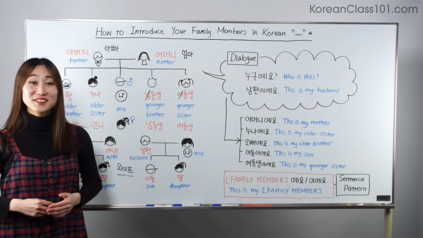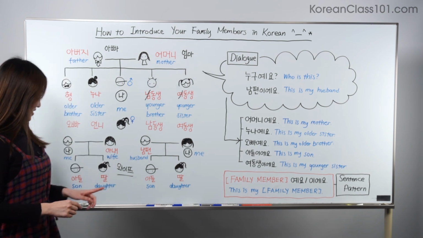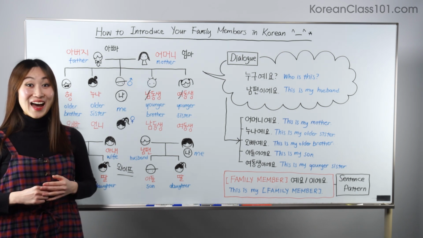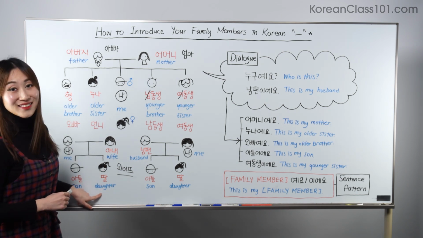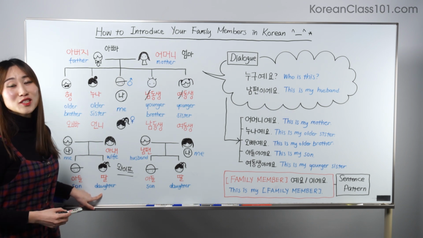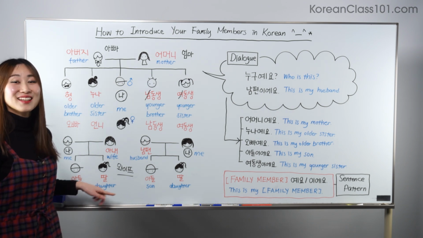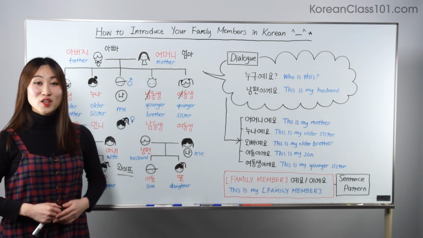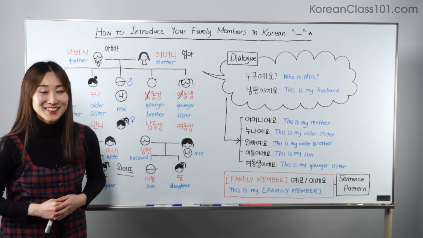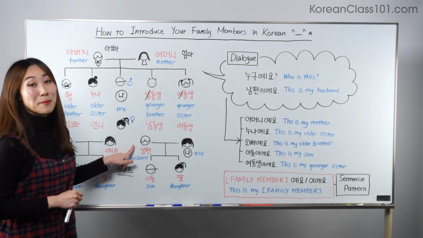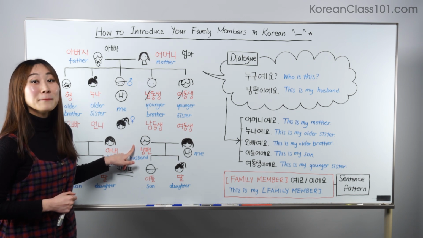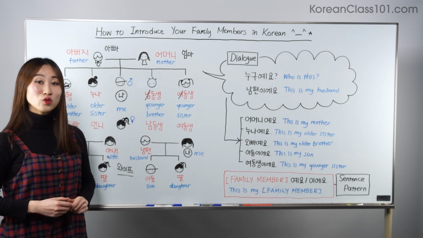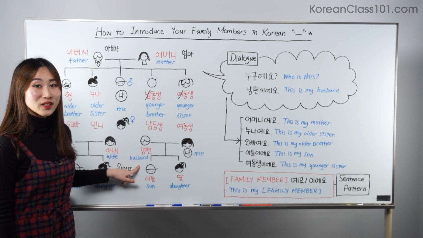How about son? Son in Korean is 아들. 딸 is also commonly used, which means daughter. What if you're female and you are married and you have a husband? Husband in Korean is 남편.